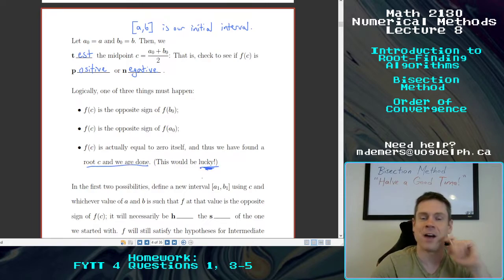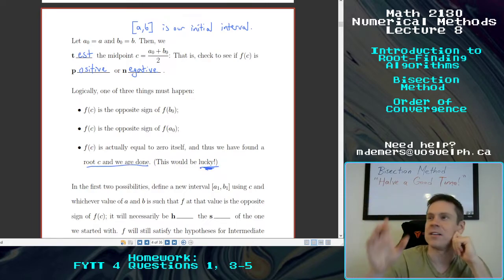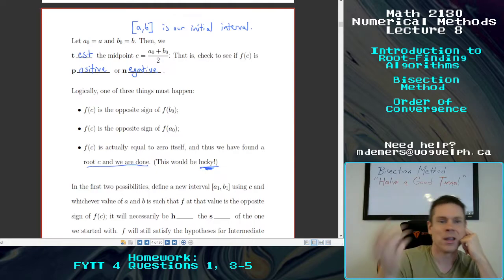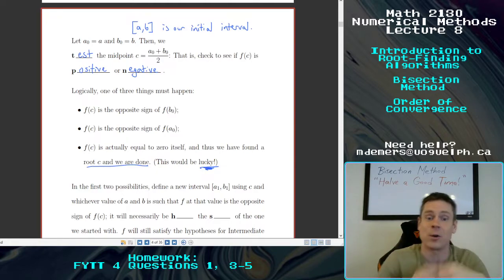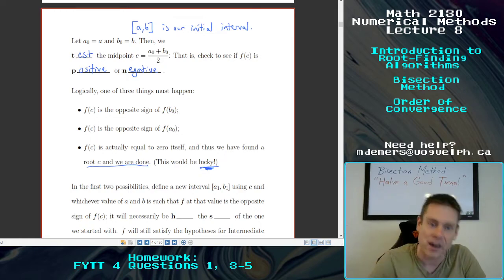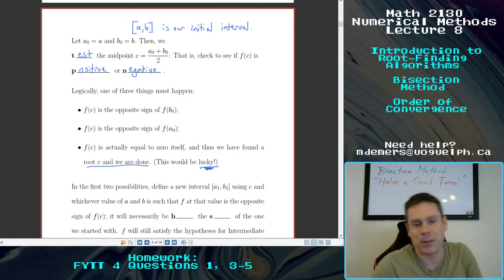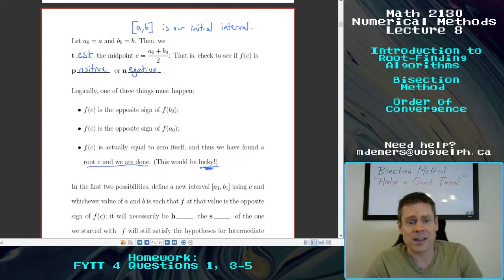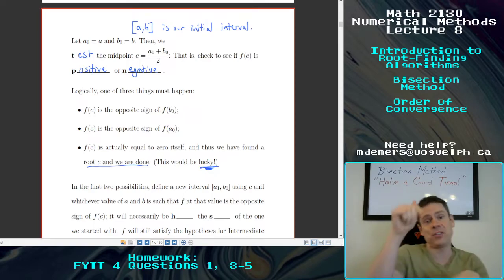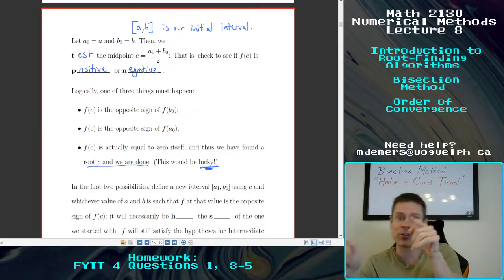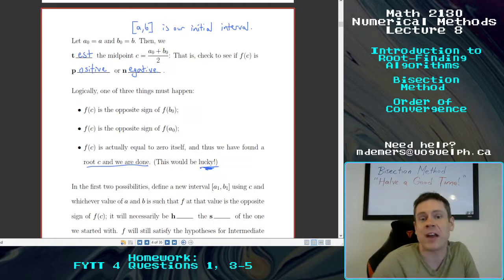That's not going to happen very often, because usually a lot of these kinds of functions will have a root that has, like, an irrational number as the correct solution and so on. So you might never get there. But it is technically a possibility. So yeah, either it's the opposite sign of one side, or the other side, or it's the root. Those are the only 3 things that could happen.